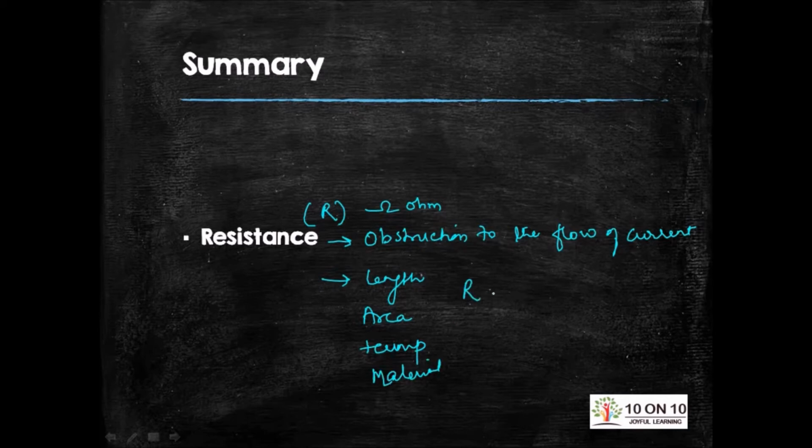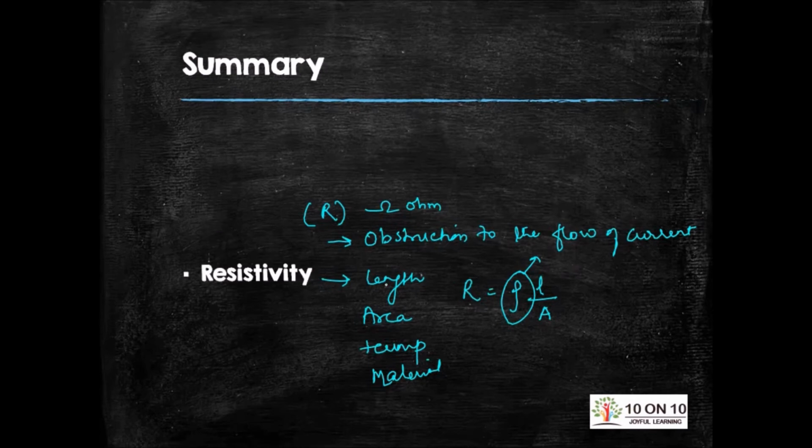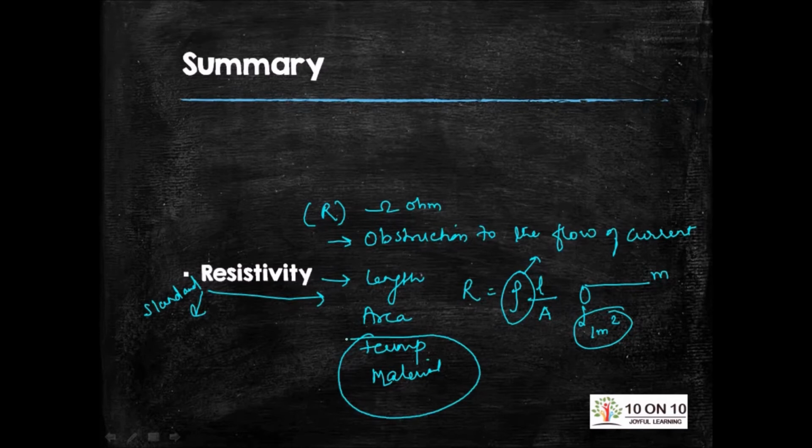So resistance is equal to rho L upon A, where rho is the resistivity. And what is resistivity? Resistivity is the resistance of 1 meter long wire having a cross-sectional area of 1 meter square. So resistivity is used when we compare any two materials. It is a standard because it does not depend on the length. It only depends upon the temperature and the material. So whenever we have to choose any material, we look into the resistivity.